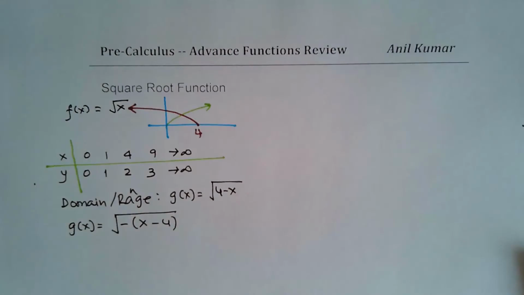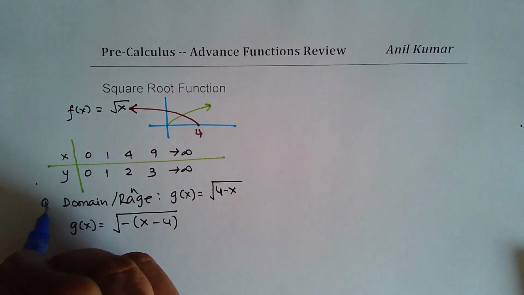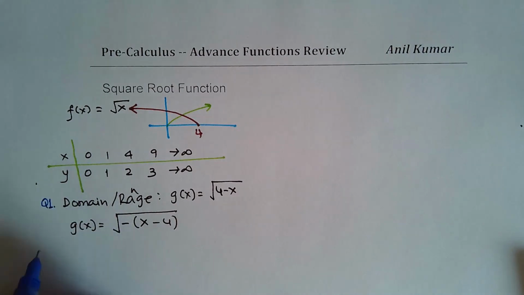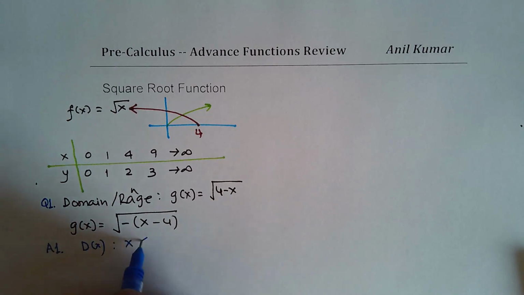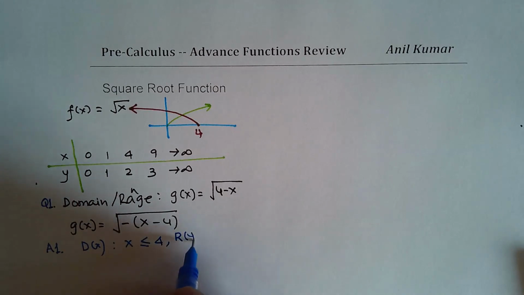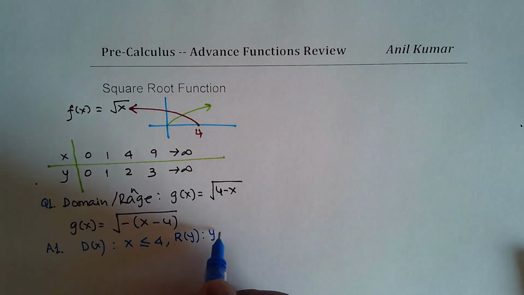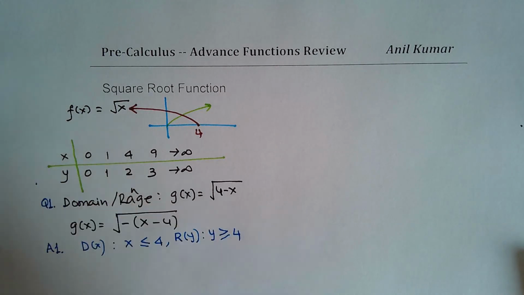So what do you find here? That for question 1, we could write answer 1 as: the domain for this function is x less than or equal to 4, and the range is y greater than or equal to 0. Perfect. So that is how you could get your answer.